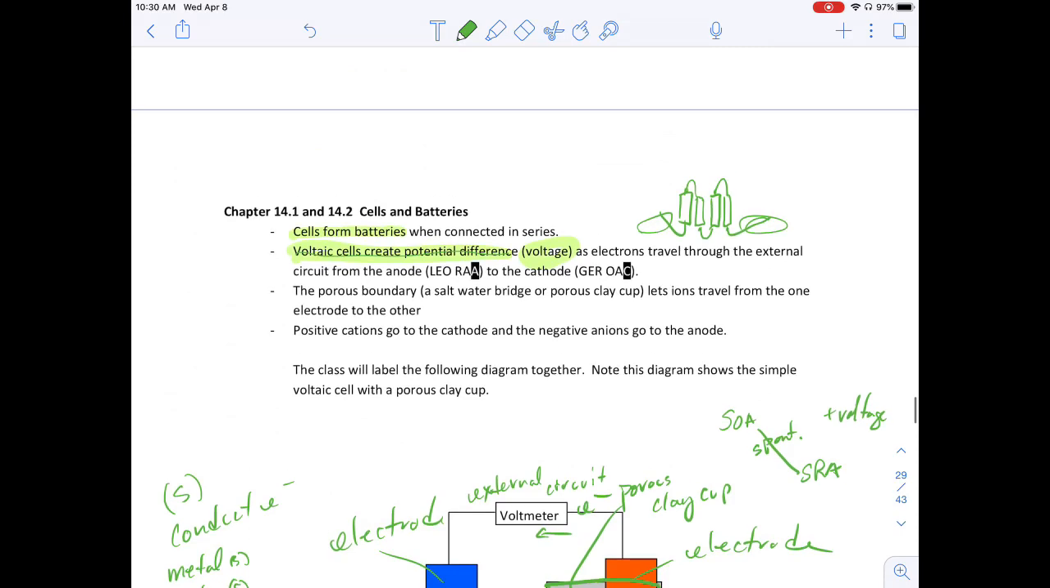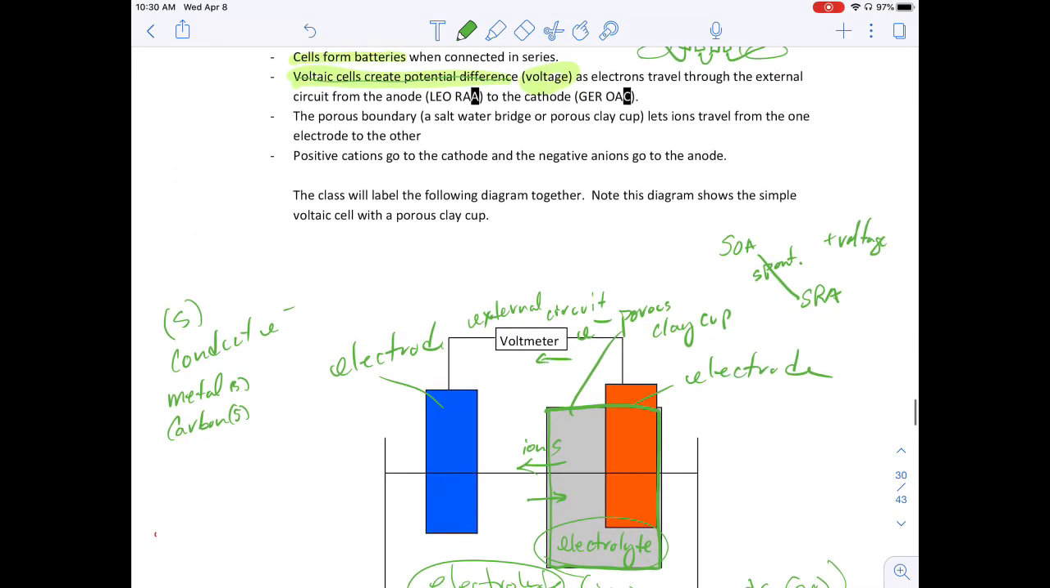Now, every electrochemical cell that we look at is going to have this arrangement, GER, OA. The gain of electrons, reduction, the oxidizing agent, happens at the cathode. And then the loss of electrons, the reducing agent, happens at the anode.